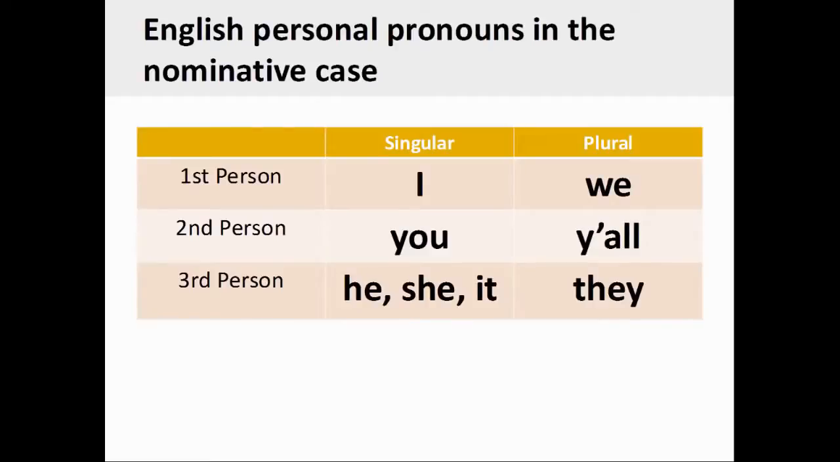As you see on the screen, the English personal pronouns in the nominative can be classified as either singular or plural, and as either first person, second person, or third person. The singular personal pronouns in English are I, first person singular, you, second person singular, and he, she, it, third person singular. The plural personal pronouns in English are we, first person plural, y'all, second person plural, a contraction of you all and a regionalism frequently found in the southern United States, and they, third person plural.